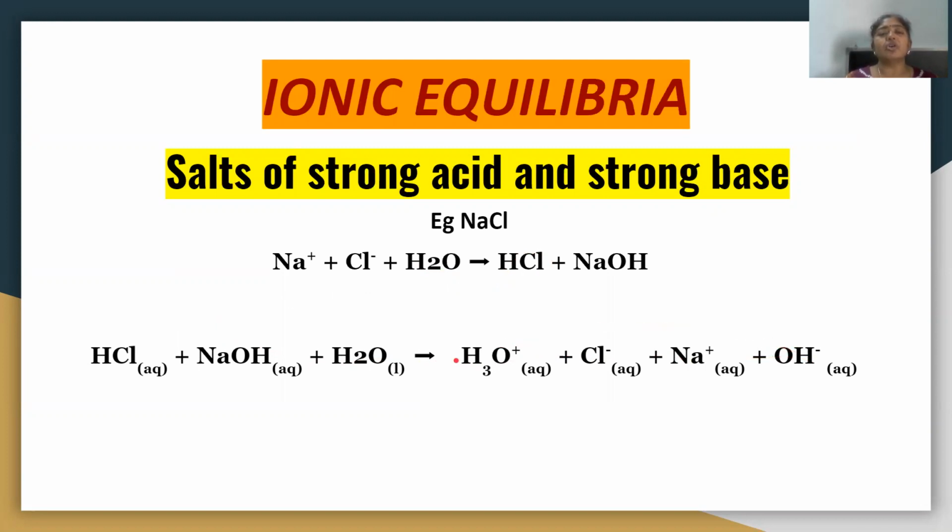The reason is that this HCl and the NaOH are a strong acid and a strong base. Now remember, for a strong acid and a strong base, the word strong tells you that they will immediately ionize as soon as you put them in the solution. So here also, the moment HCl and NaOH are formed, they are in the aqueous medium. So immediately this will undergo ionization.